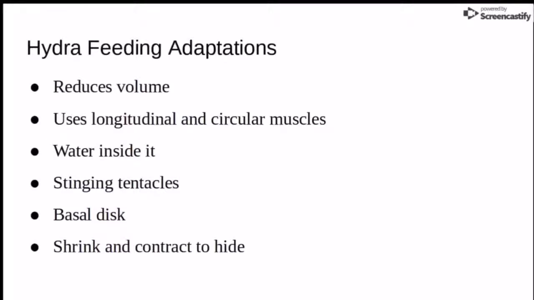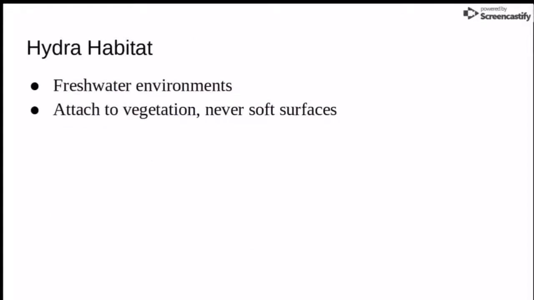They have a basal disc on their backsides they can use to attach and detach from their surroundings. They easily shrink and contract in order to hide. They normally use a somersault motion to move around. This is where they use their tentacles and basal disc to attach to different surroundings and flip themselves over. The hydra habitat are freshwater environments of many depths, an example of lakes and rivers. They often attach to vegetation, but never soft surfaces.